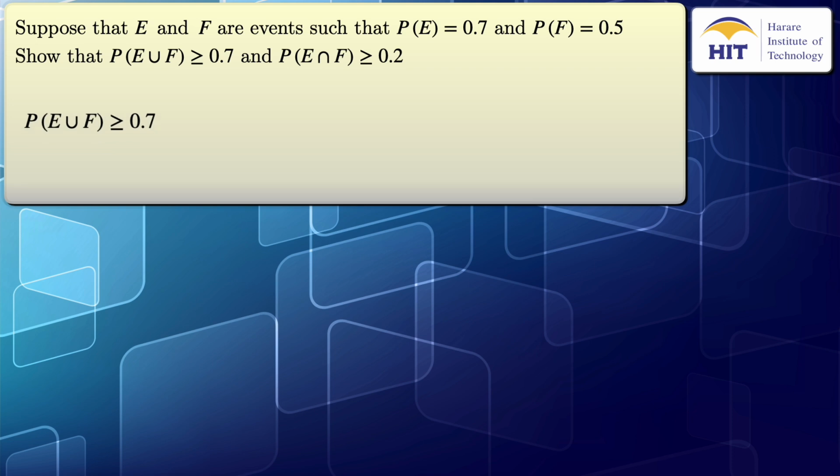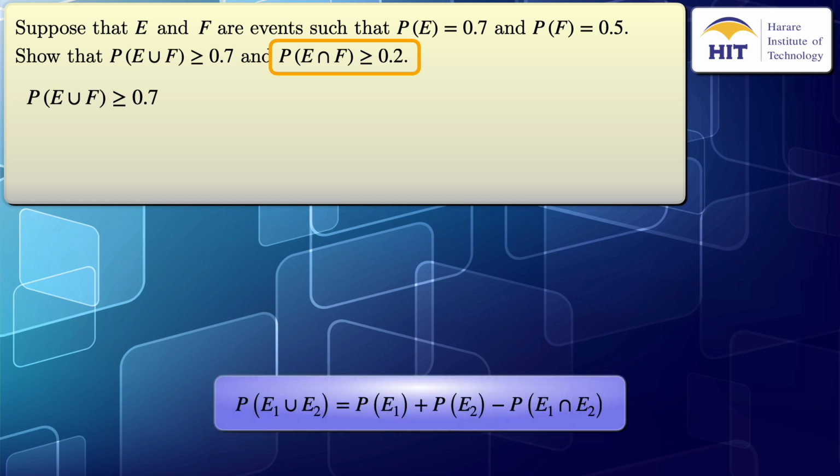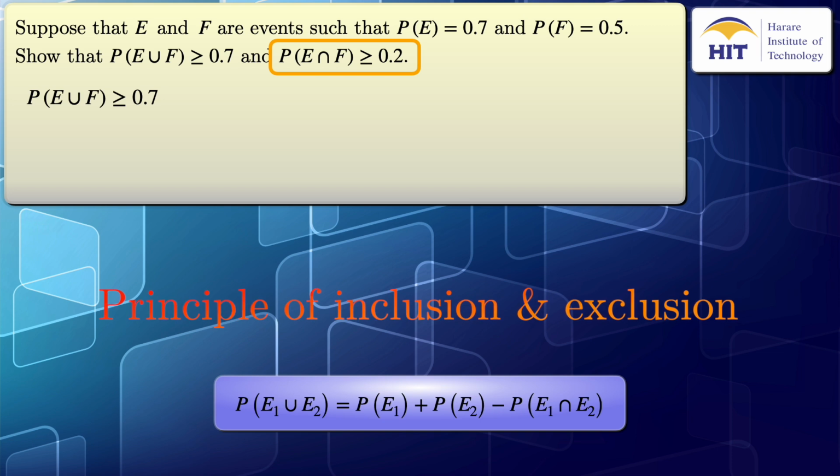I now move on to the next question, showing that the probability of E intersection F is greater than 0.2. So to answer this question, I will look at the property of the probability of the union of two events. If we have two events, E1 and E2, the probability of the union of E1 and E2 is equal to the probability of E1 plus the probability of E2 minus the probability of E1 intersection E2. And this is from the principle of inclusion and exclusion.